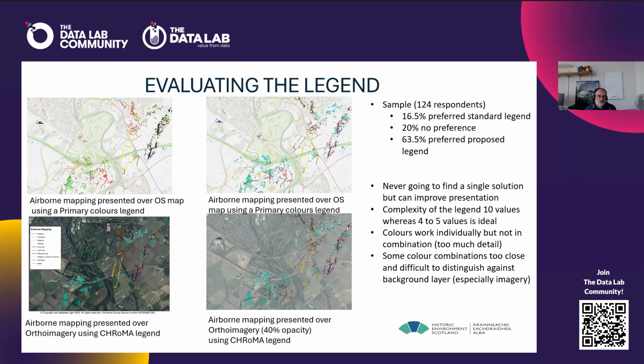We're never going to find a single solution, but we can aim to improve presentation on our web maps and in our GIS. So the complexity of the legend, 10 values, is far too many. We acknowledge that as a weakness in the project, and the colours work individually, but not in combination. Some of the colour combinations are found to be too close. We've got a tan and a brown colour, which are quite close, but actually the way that those colours have been applied to the archaeology, they work well as part of a related data set.